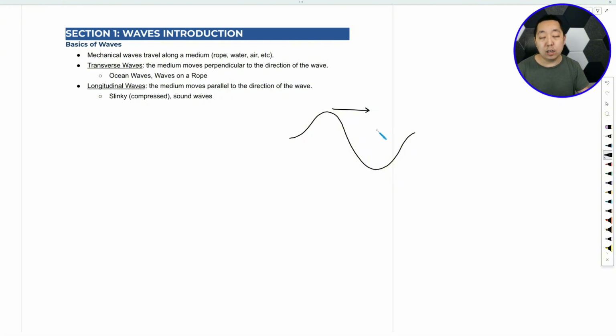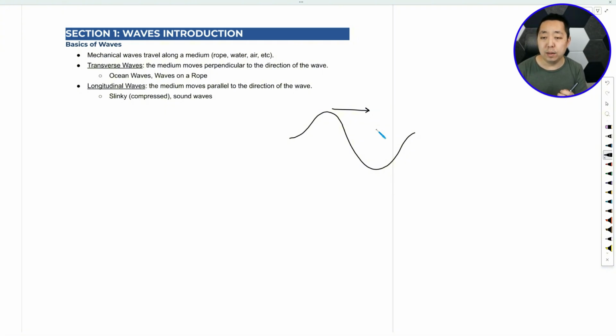Okay, so mechanical waves have a physical medium that causes them. Like ocean waves, the physical medium is water. Sound waves, the physical medium is air. When the air vibrates, it creates a kind of wave. Visually, you can look at it like a sine wave, like a sine curve.